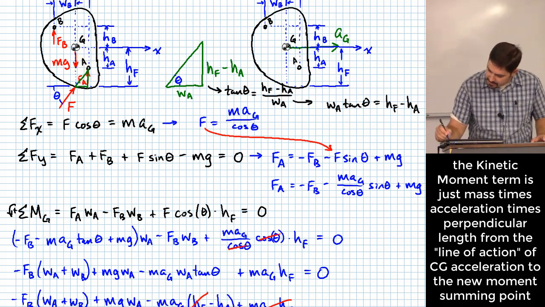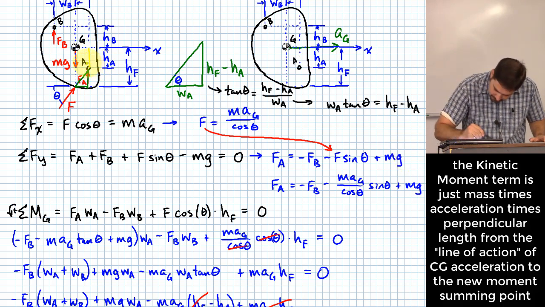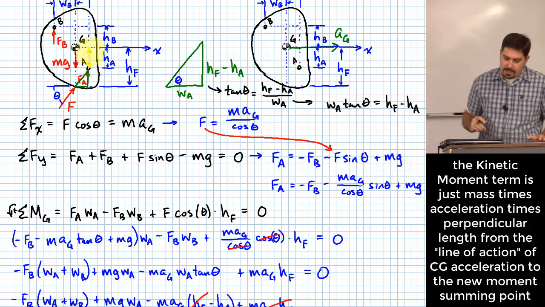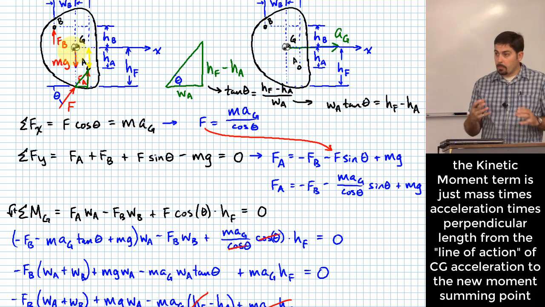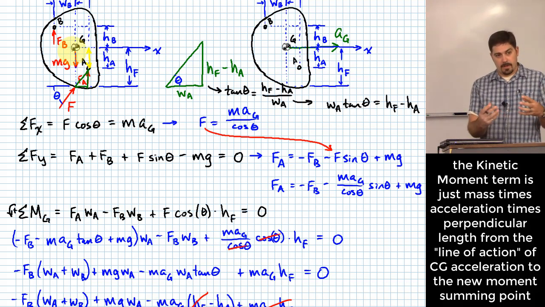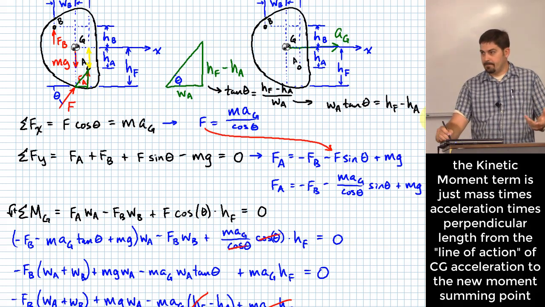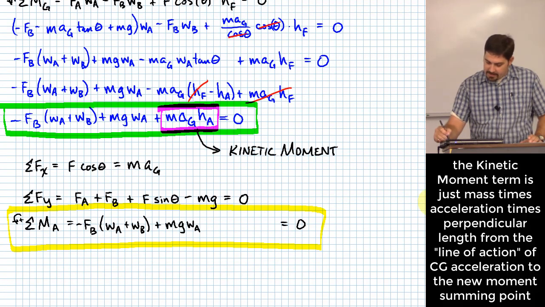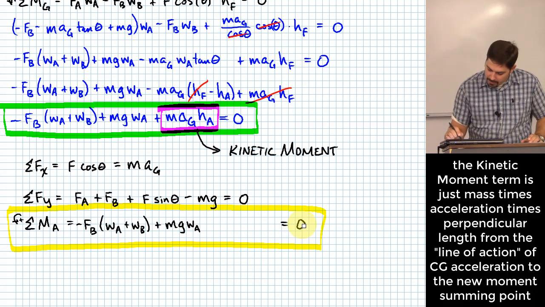That's this little distance right here, HA. So you take that distance from the line that describes the acceleration to the point that you are summing moments around, multiply that by the mass times the acceleration, and that gives you this kinetic moment term, right? What's customary is to actually include this kinetic moment term instead of showing it on the left side of the equation.